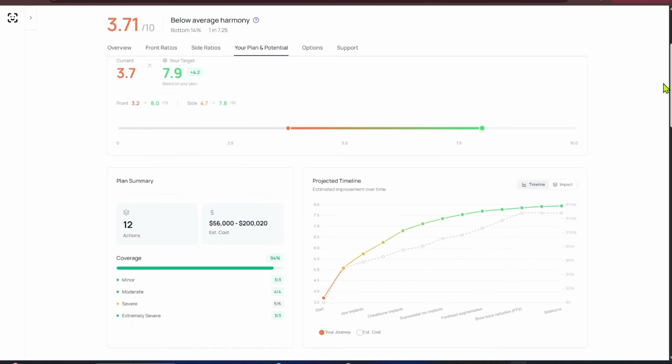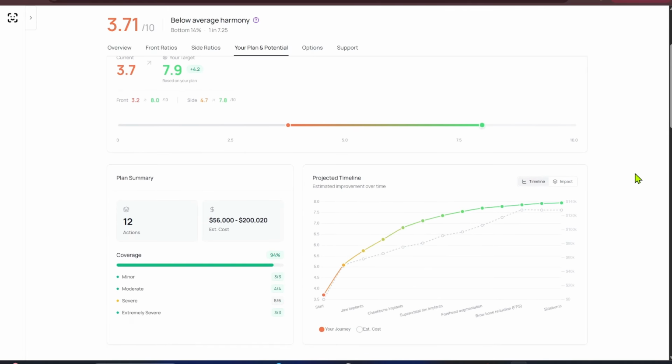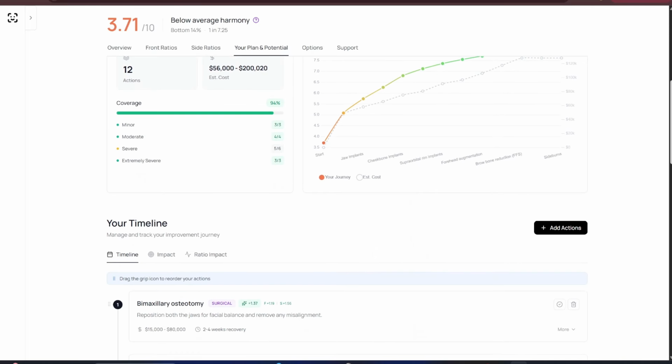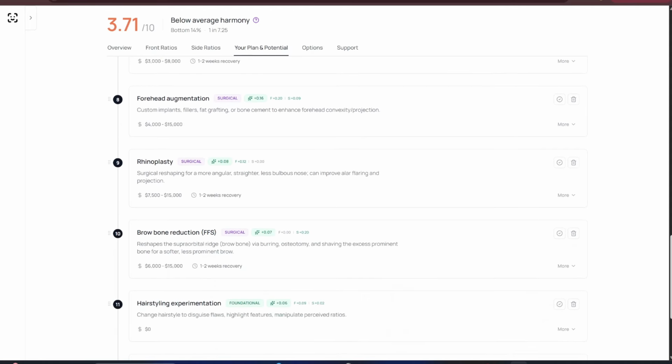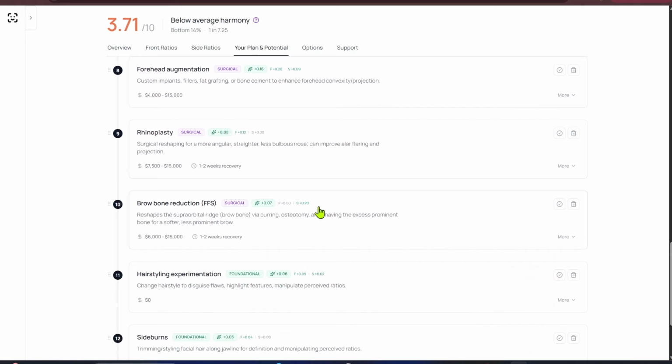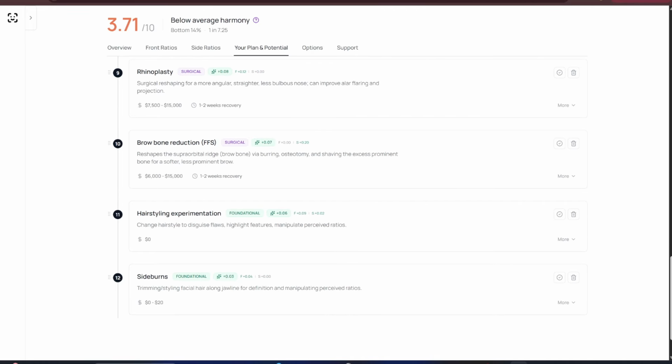Now, I should say, how attractive was Tupac, respectfully. I did want to correct that. But these are the different things that he could have done. And yeah, rhinoplasty, brow bone reduction, FFS, the hairstyling experimentation. So yeah, he needs a hair transplant first. That's a problem with this app so far.